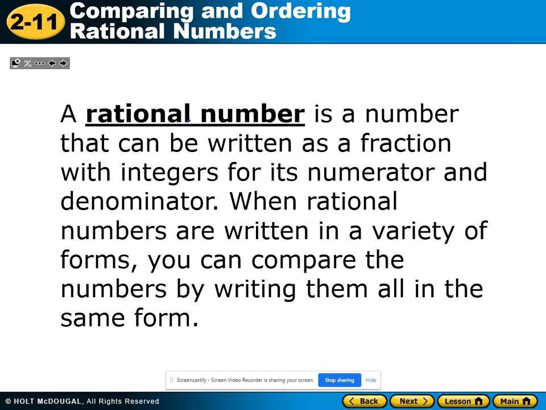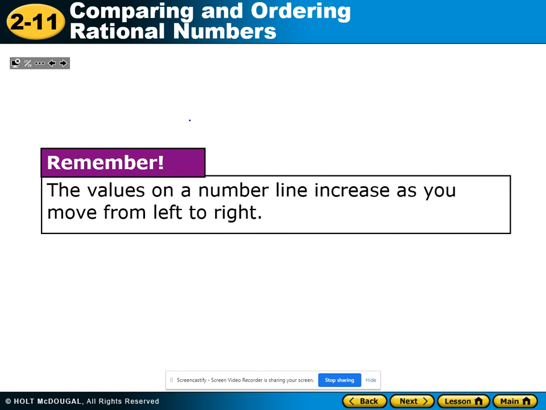A rational number is a number that can be written as a fraction with integers for its numerator and denominator. That means whole numbers or negative whole numbers. When rational numbers are written in a variety of forms, you can compare all the numbers by writing them all in the same form. You've done this before. The values of a number line increase as you move from left to right.